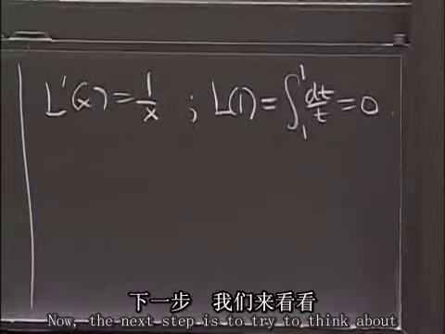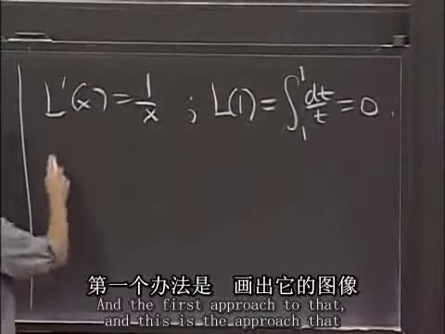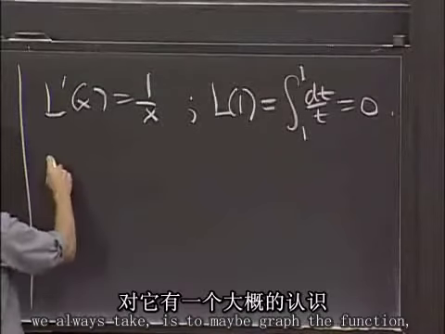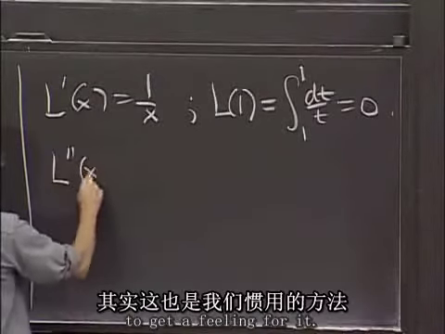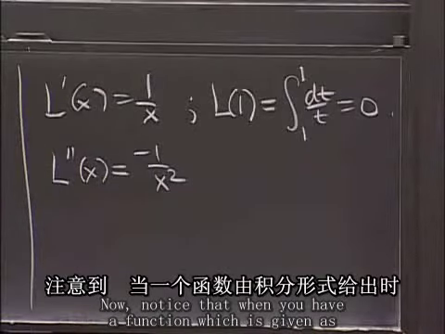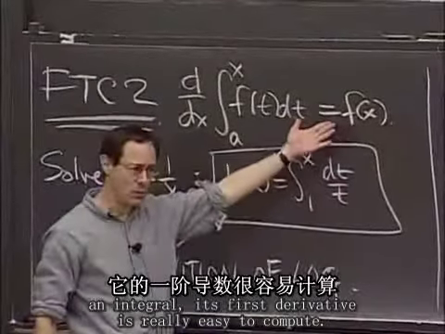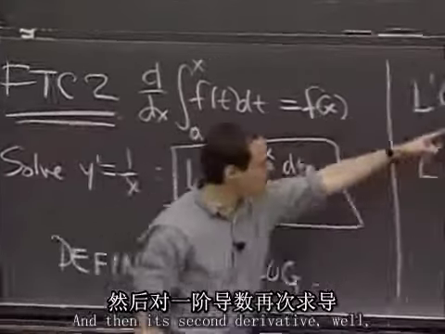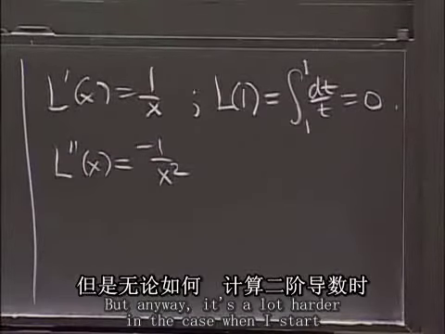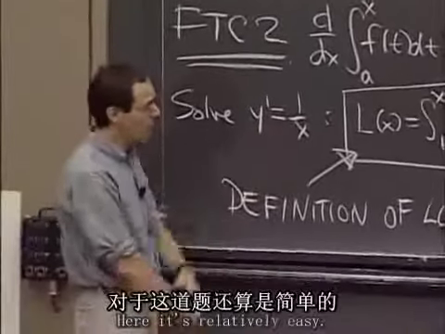Now, the next step is to try to think about what its properties are. And the first approach to that, and this is the approach that we always take, is to maybe graph the function to get a feeling for it. And so I'm going to take the second derivative. Now, notice that when you have a function which is given as an integral, its first derivative is really easy to compute. And then its second derivative, well, you have to differentiate whatever you get, so it may or may not be easy. But anyway, it's a lot harder in the case when I start with a function to get to the second derivative. Here it's relatively easy.